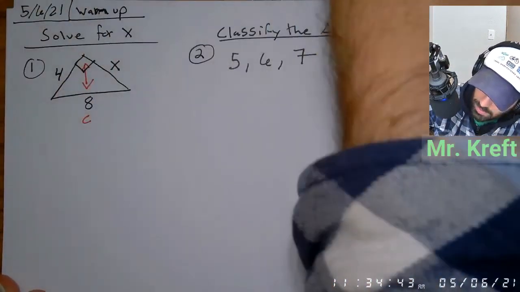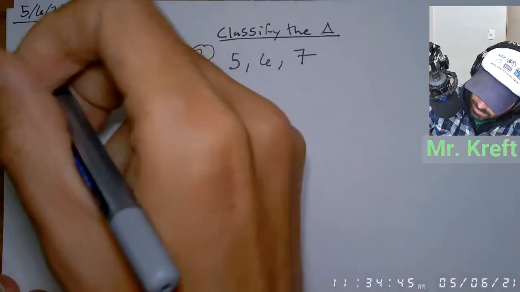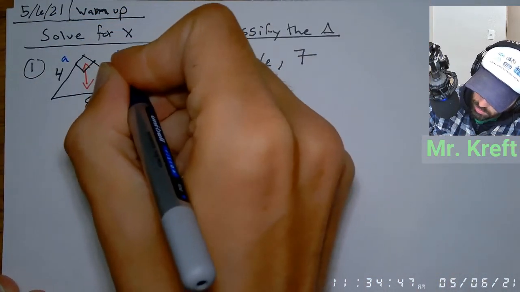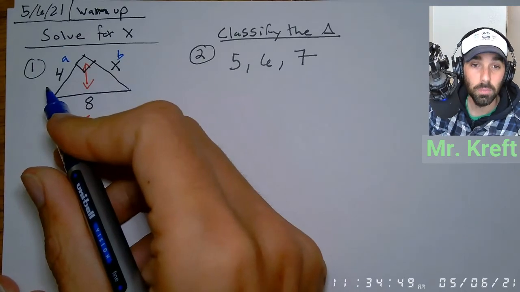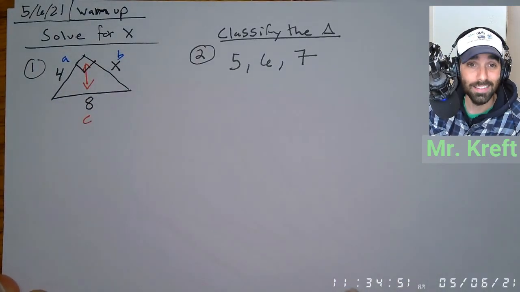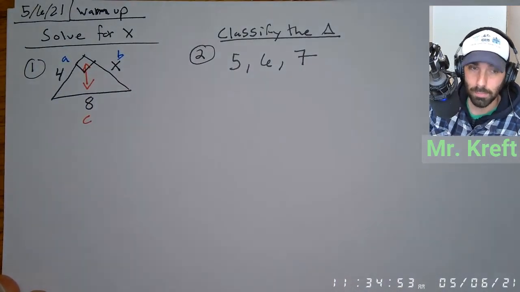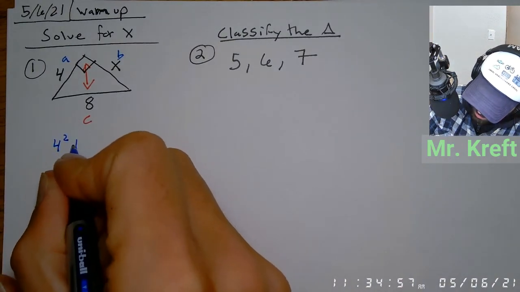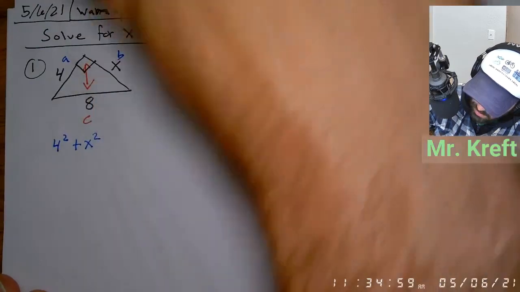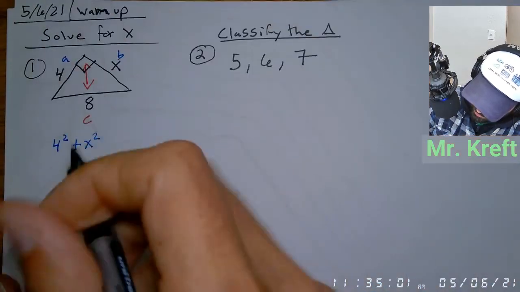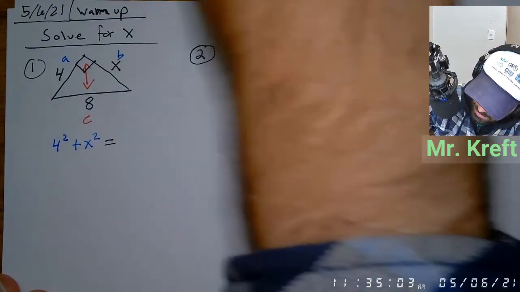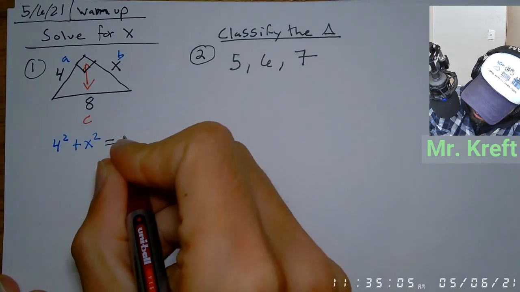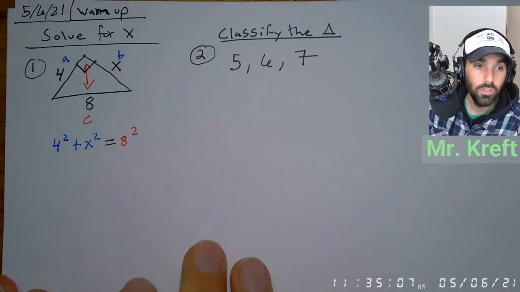So this is my C, and it doesn't matter which one's which, right? So I could call this A, I could call this B. It doesn't matter because we're going to be adding them. And when you add things, order doesn't matter. So I might write down I have 4 squared plus x squared, and then equals, and then I have my c squared, which is 8.